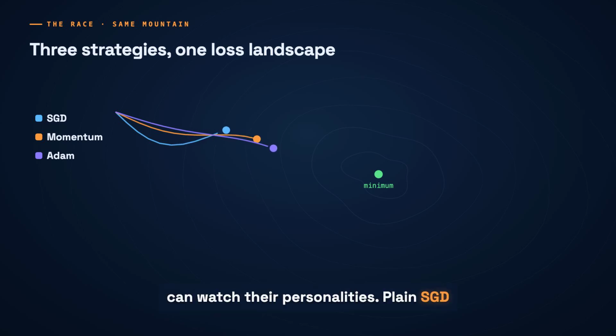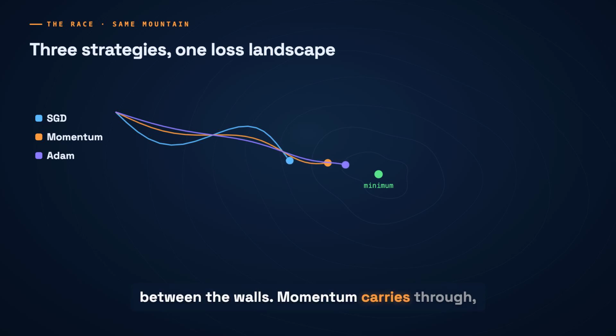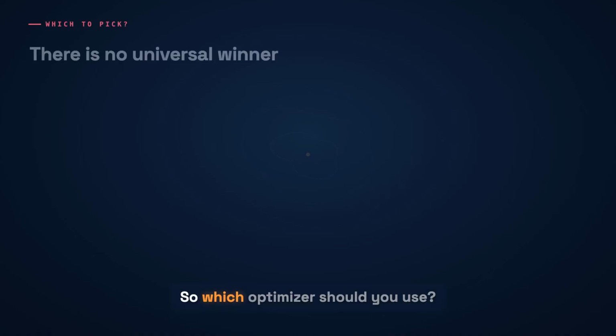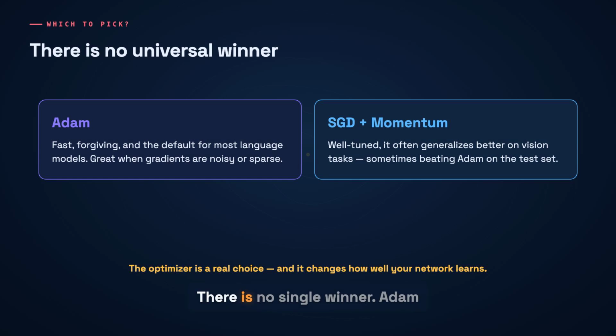Plain SGD zigzags down a narrow valley, bouncing between the walls. Momentum carries through, smoothing out the path. Adam adapts on the fly and often reaches the bottom first. Same mountain, same gradients from backprop, very different journeys. So which optimizer should you use? There is no single winner.